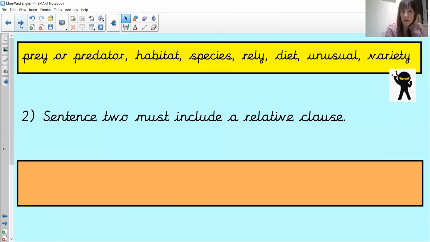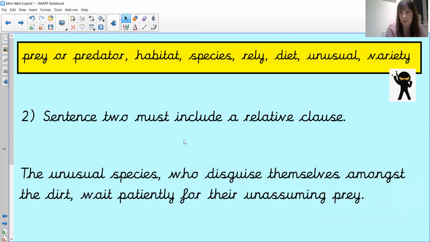Okay, shall we carry on to sentence number 2? So you don't need to start a new line because this is a paragraph. So you're just going to carry on from where your full stop is. Okay, I've got our technical vocabulary at the top again for us. Sentence number 2 then must include a relative clause. Can you remember what a relative clause is? That's right, it is extra information in a sentence which describes the noun.